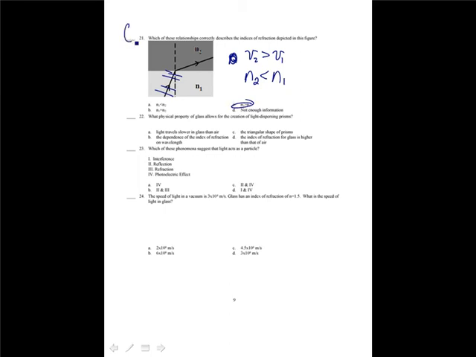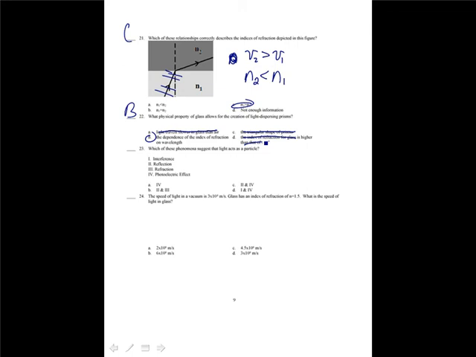Which physical property of glass allows for the creation of light dispersing prisms? Let's see, all of these things are true, but only one of them allows for the creation of light dispersing prisms. Light travels slower in the glass than air. That's not what causes it. It is B. Alright, prisms are always triangular shaped, but that doesn't create the light dispersion. And the index of refraction, that's true, but that's not what causes them to disperse light.